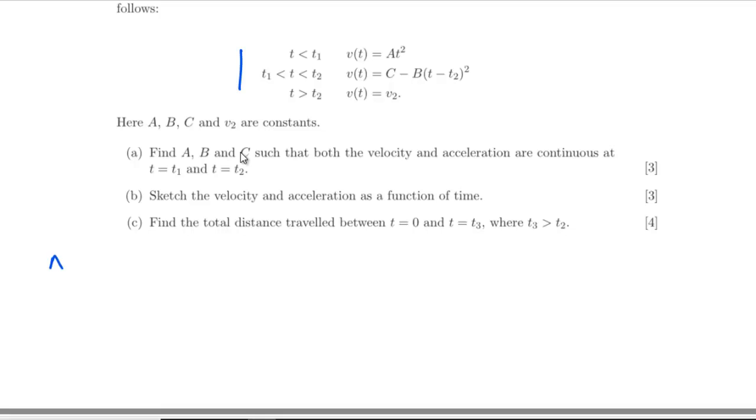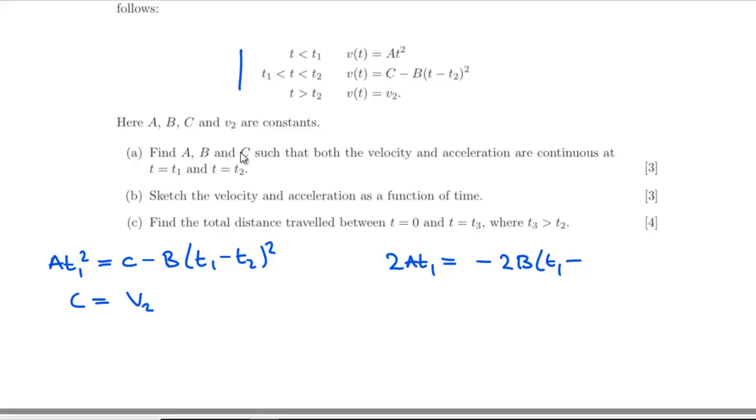For the first boundary, a t1 squared is equal to c minus b times (t1 minus t2) squared. For the second one, we put t2 in, and we just get c is equal to v2. That's pretty good. That means we're also going to get nothing for the acceleration at that boundary, so we're only going to have one acceleration boundary. We're going to have 2a t1, which is the only one we're going to get any information out of, and it's going to be minus 2b times (t1 minus t2).